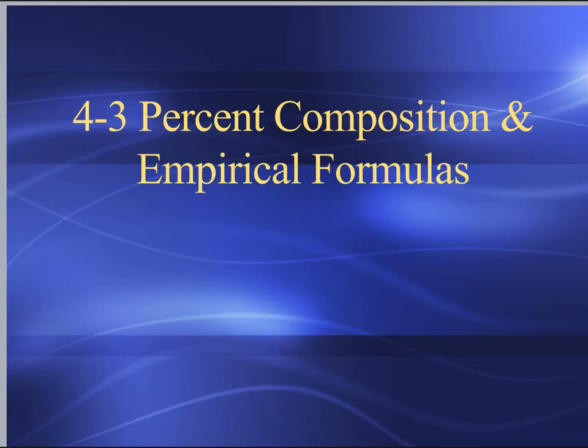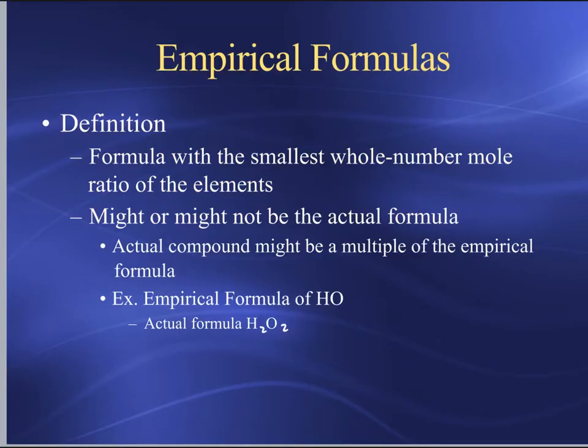This lesson is part 2 on section 4.3 on empirical formulas. So, an empirical formula is the formula of a compound with the smallest whole number ratio of the elements. It might or might not be the actual formula, no matter what. It's just going to be the simplest ratio. An actual compound might be a multiple of the empirical formula.